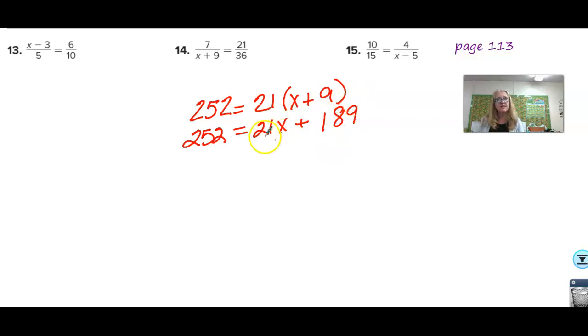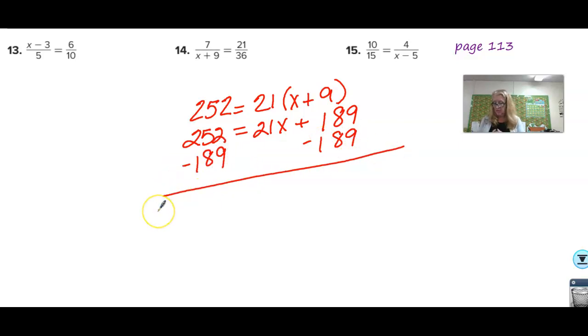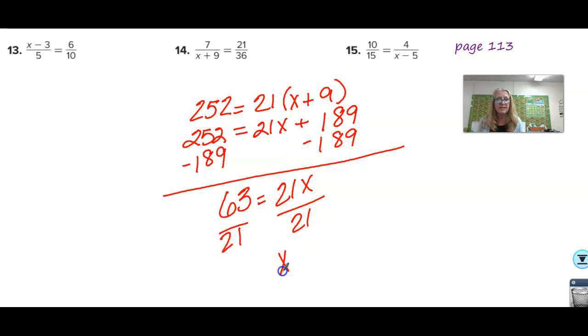To get the 21x by itself, we subtract 189 from both sides. 252 minus 189 equals 63. Equals 21x. Last step, divide both sides by 21. And you get x is 3. Super. I know, I'm liking it.